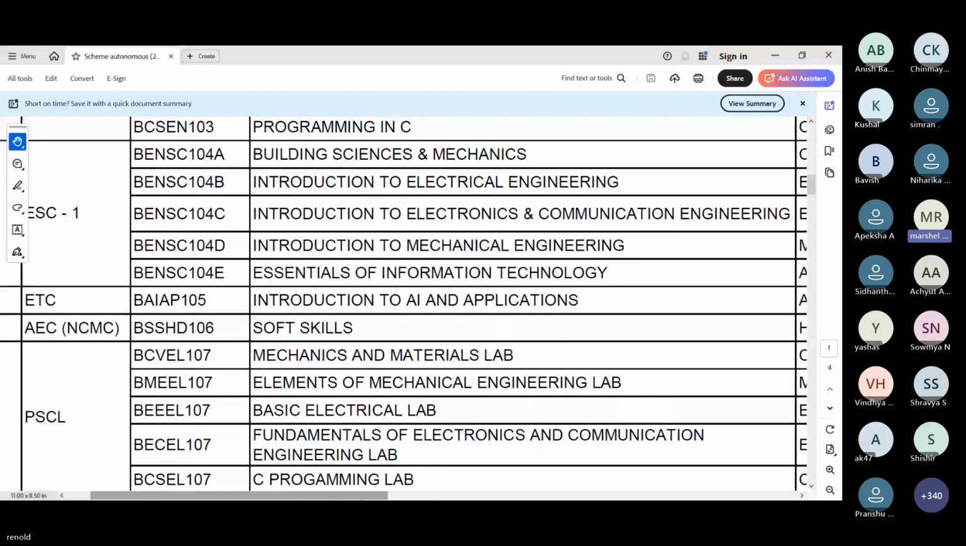Now, to explain how these courses are useful for you, we have representative faculties from each department who will be engaging the session for about 15 to 20 minutes, explaining the given subject stream. So now let us start with the first one, building sciences and mechanics, which will be given by Mr. K.S. Jayadip, Assistant Professor, Department of Civil Engineering.